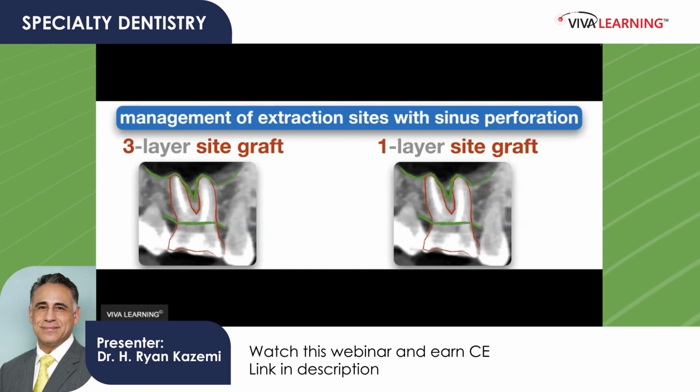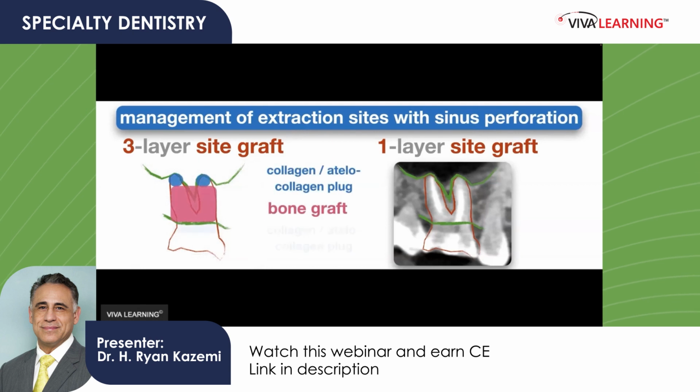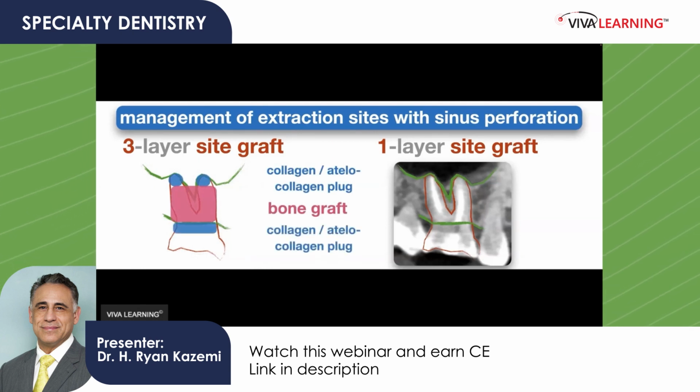The first one is what I call a 3-layer site graft, and the second, a 1-layer site graft. Let's take a look at the 3-layer site graft. This essentially involves placement of a collagen or ethylocollagen plug at the site of the perforation, apically at the sinus, and then placement of my bone graft material, whether it's allogenic bone, autogenous bone or xenogenic bone, and then layering it on the ridge with another collagen or ethylocollagen plug.